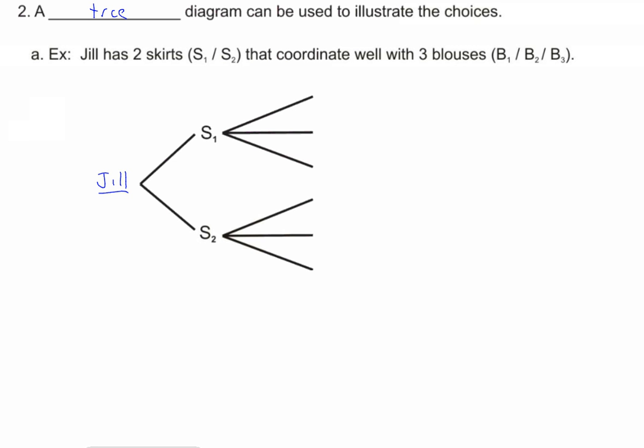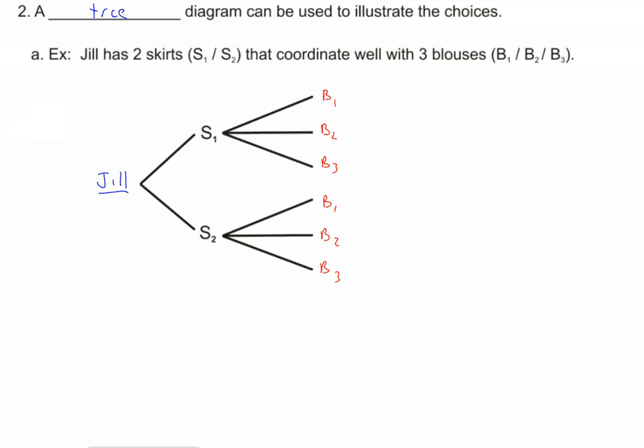So we started with the 2 skirts. So skirt 1 can be worn with blouse 1. Skirt 1 could be worn with blouse 2. And skirt 1 could be worn with blouse 3, right? As well as skirt 2 worn with blouse 1. Skirt 2 worn with blouse 2. And skirt 2 worn with blouse 3.